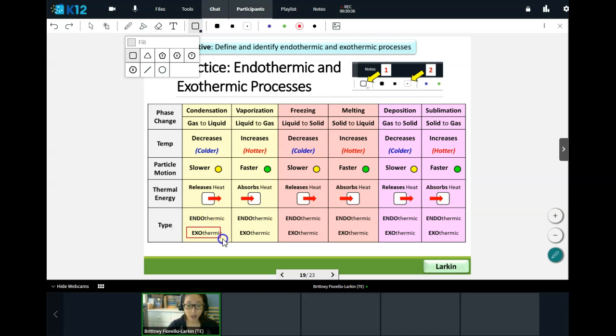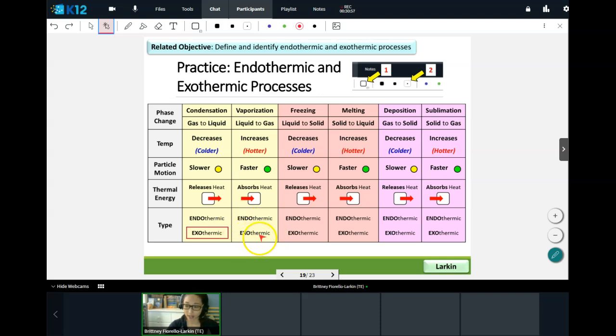Yeah, it's going to be exothermic. We can see heat exiting. Vaporization, on the other hand, going from a liquid to a gas, means gases are hotter. They're also more chaotic. Particles are moving faster. To get hotter and faster, you must be absorbing heat or adding heat to that substance. Therefore, is heat entering endothermic or exiting exothermic?